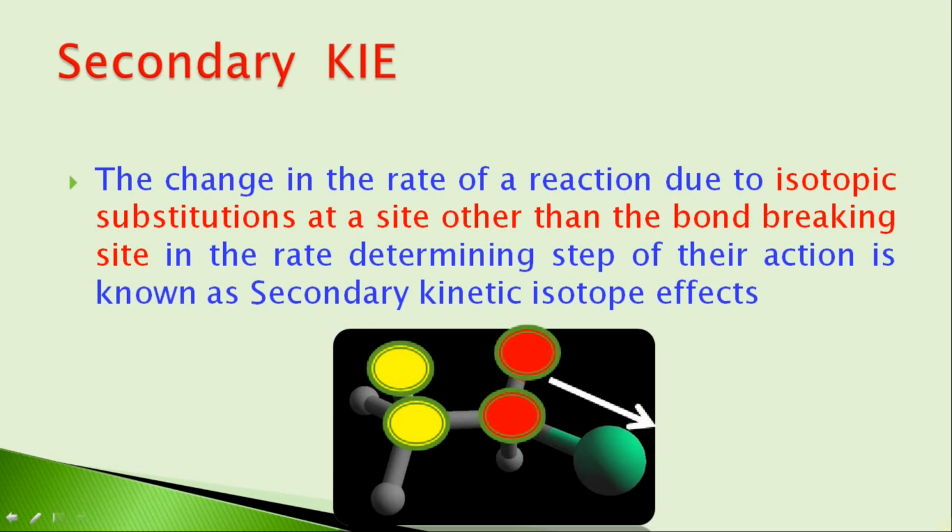Still, if there is any change in the rate of reaction, then it will be called as secondary kinetic isotope effect, because this isotopic substitution affects the rate of reaction, but isotopically substituted bond doesn't break during the course of reaction. We had discussed the secondary kinetic isotope effect in our previous lectures. These lectures are available on YouTube, and if some student is interested, he can access them.